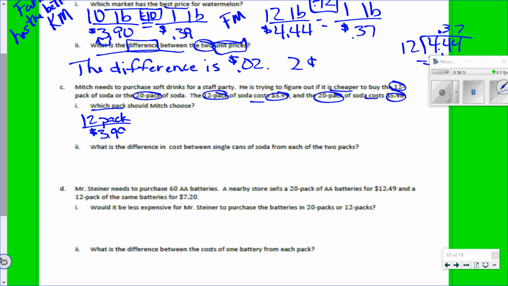Awesome. Thank you for including the units. So, to be able to compare, what do you think we should take it down to? 1. So how do I go from 12 to 1?